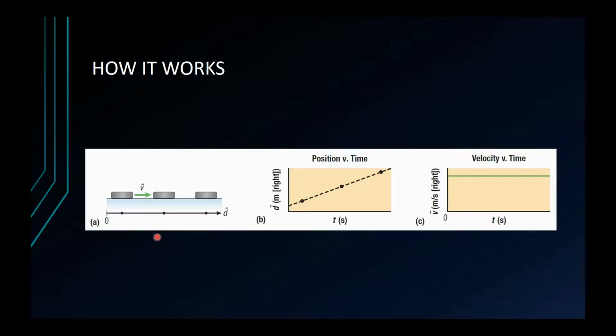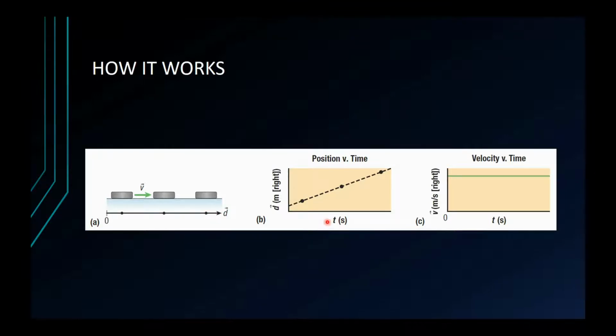So how it works, in this diagram, in figure A, we have a puck and it's sliding on the ice. This line right here, that's our reference line. So in position 1, the puck is this far away from the reference. In position 2, it's here, and in position 3, it's over here.